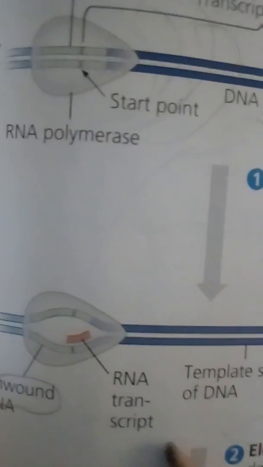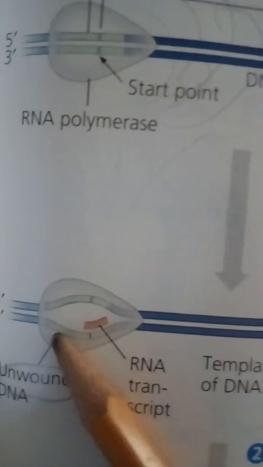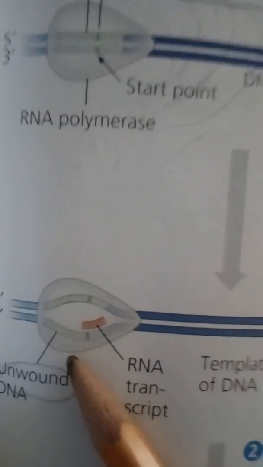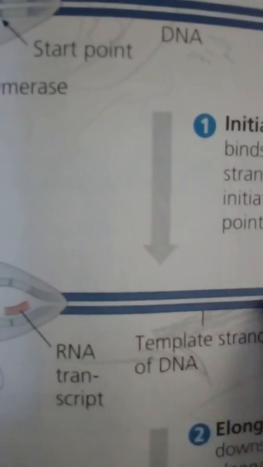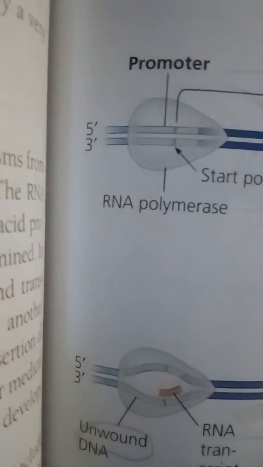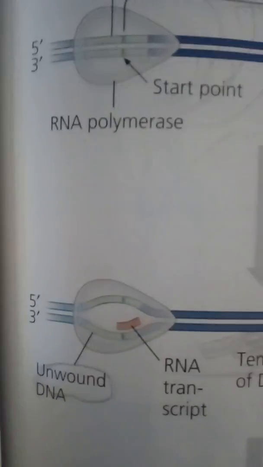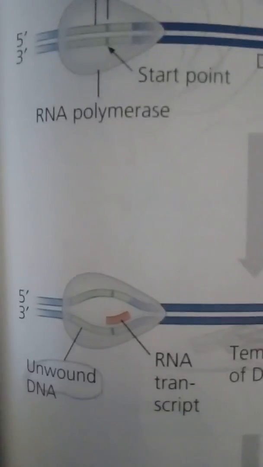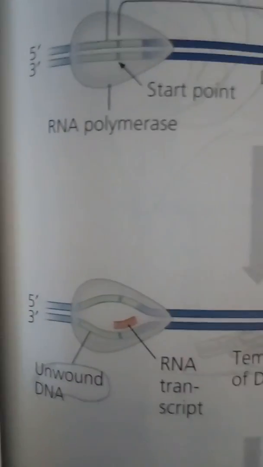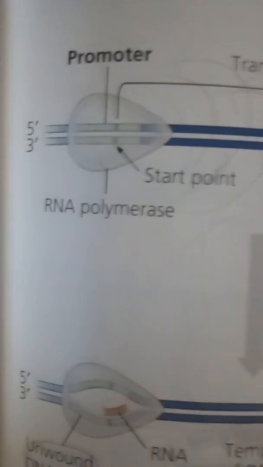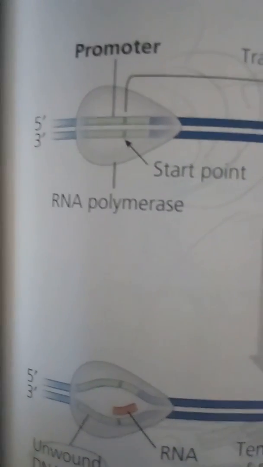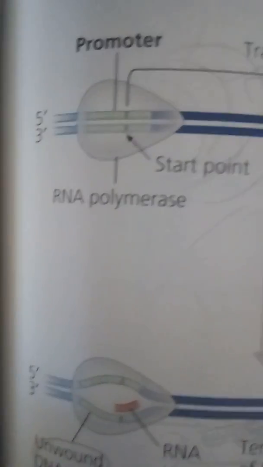Notice stage 2, elongation. Notice here, this one is the RNA transcript, this one the unwound DNA, and this the template strand of DNA. Elongation: the polymerase moves downstream, unwinding the DNA and elongating the RNA transcript 5 to 3. Notice that 5 to 3 direction. In the wake of transcription, the DNA strands reform a double helix.